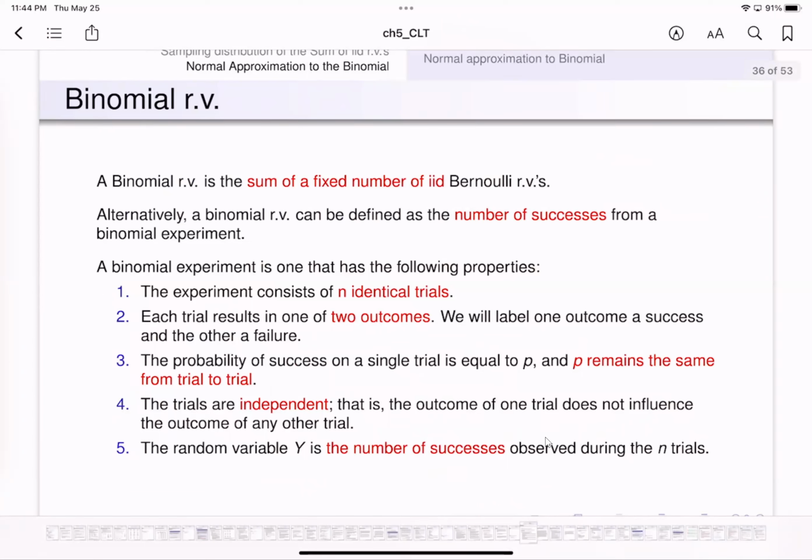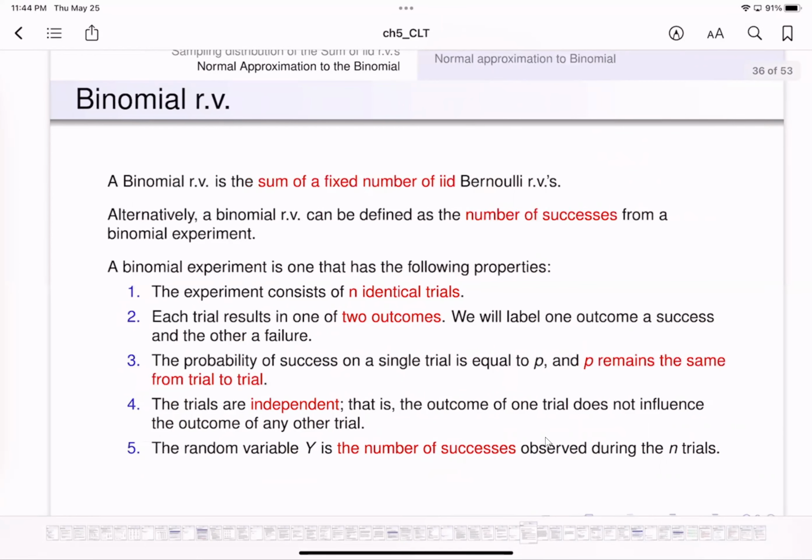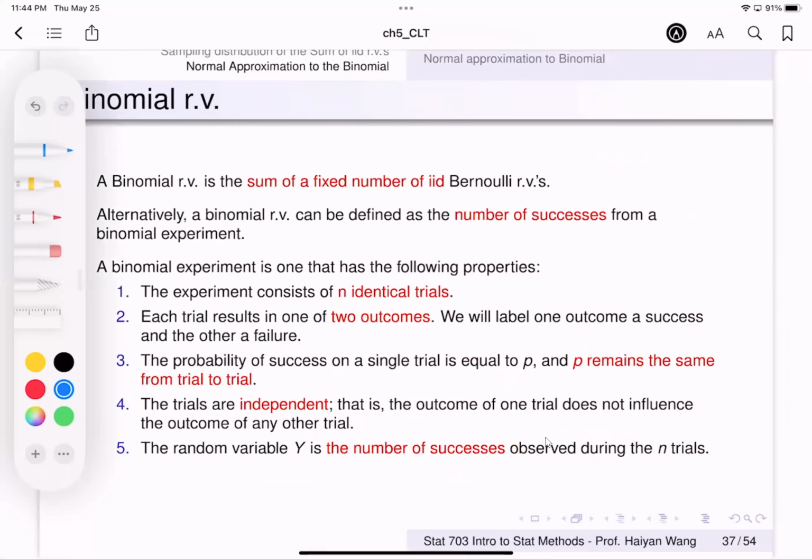When we say we have a binomial experiment, the following properties are satisfied. The first is that we have a fixed number of Bernoulli trials, and these trials are identical. The next is that each trial has only 2 possible outcomes, and these 2 outcomes we can always label as, for example, success or failure.